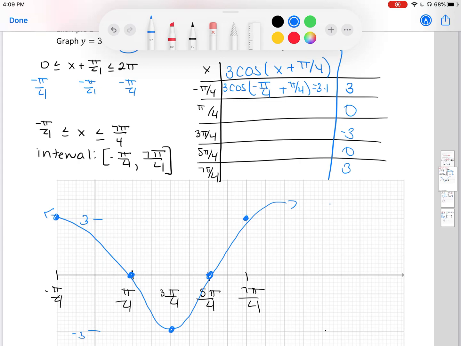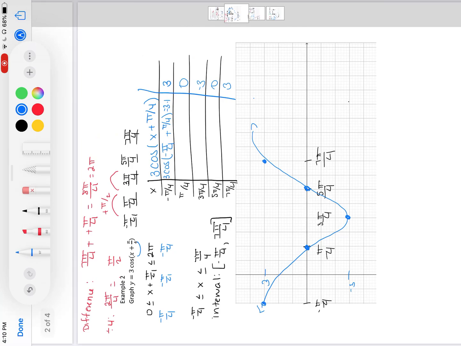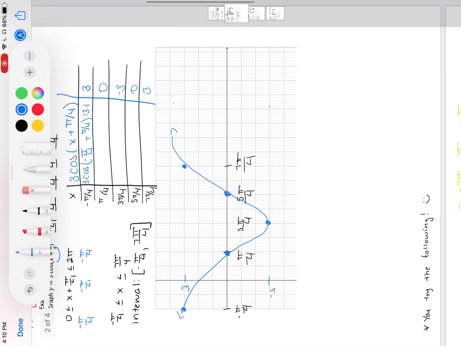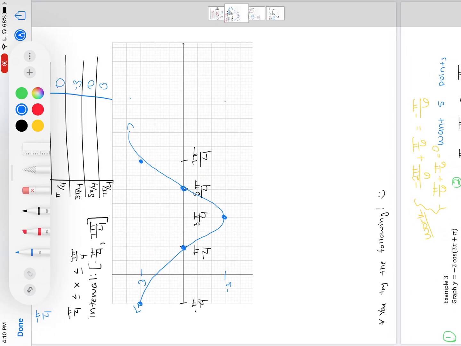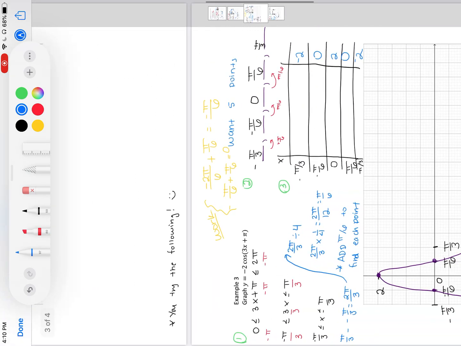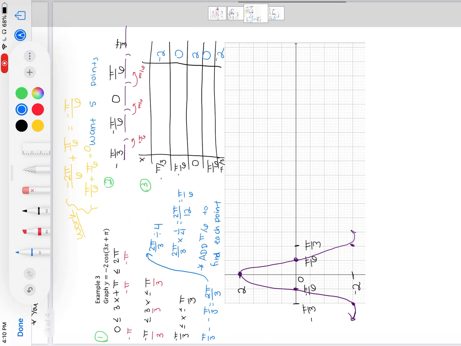All right, so this is how you go about it with shifts. Now there's 2 more problems I want you to try. I want you to try the following. Graph y equals 2 cosine of 3x plus pi. So pause your video and give it a try. Okay, now let's unpause it and see if we're on the right track. So here is your work for this problem.